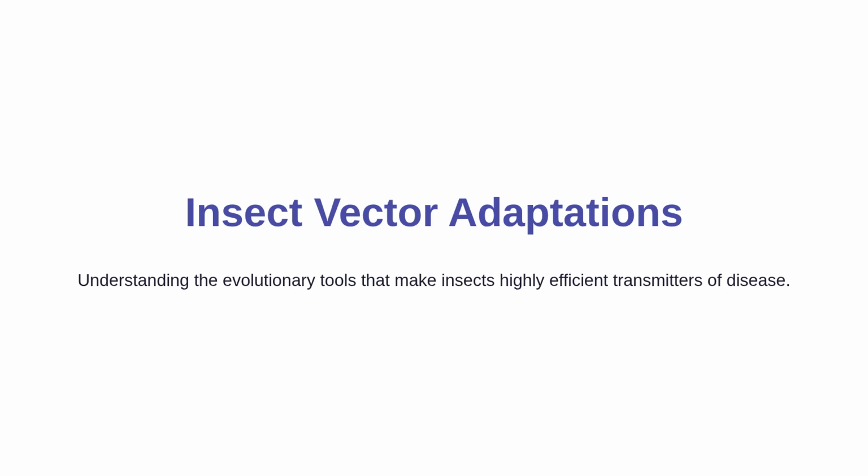Welcome to this lecture on insect vector adaptations. Imagine you are a tiny creature trying to steal a meal from a giant, highly sensitive, and heavily armored monster. To survive, you would need highly specialized tools. In the world of medical entomology, insects are these tiny creatures, and humans are the giants. Today, we are going to explore the incredible evolutionary modifications that allow insects to successfully feed on blood and transmit diseases. Let us dive into how these tiny bugs become highly efficient biological syringes.